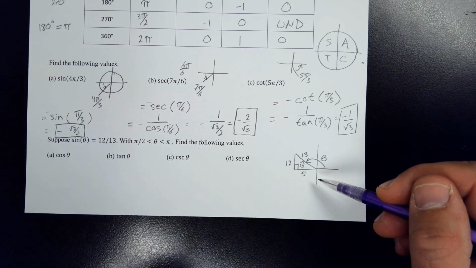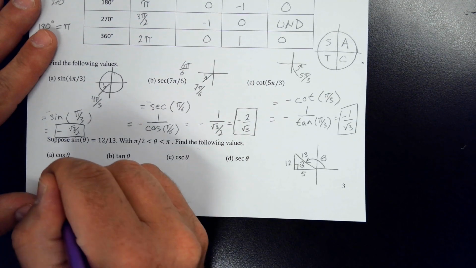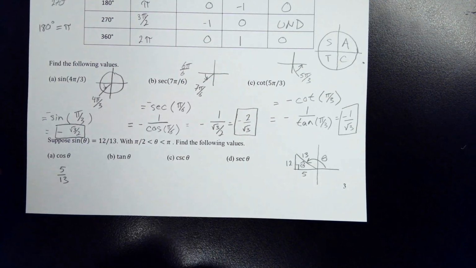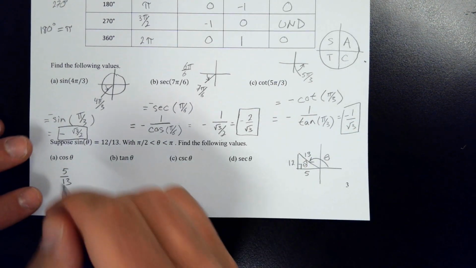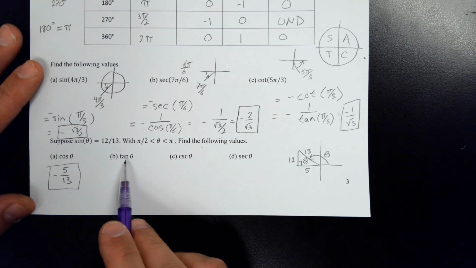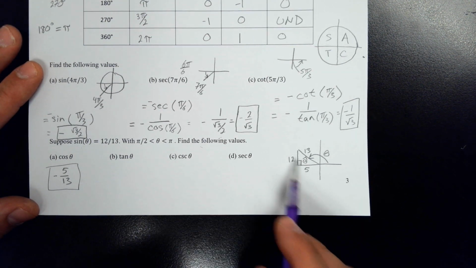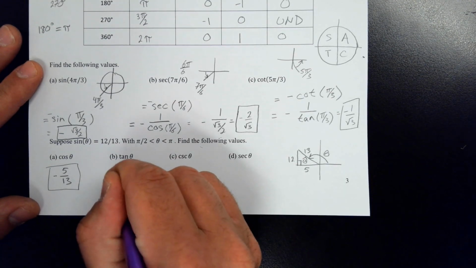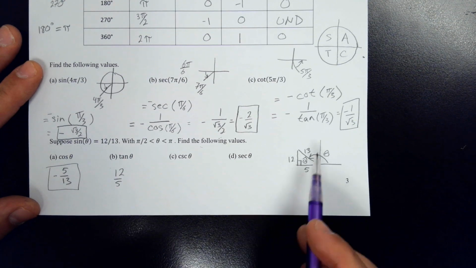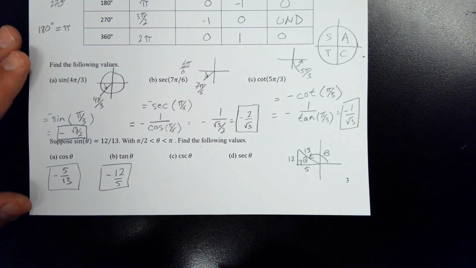So for instance, cosine of theta is adjacent over hypotenuse. So this should be 5 over 13. Now I've got to remember it's in the second quadrant where cosine is negative, so I put a negative in front of that. Tangent of theta is opposite over adjacent. Opposite over adjacent is 12 over 5. Again, it's in the second quadrant where tangent is negative, so I don't forget to put that negative right there.